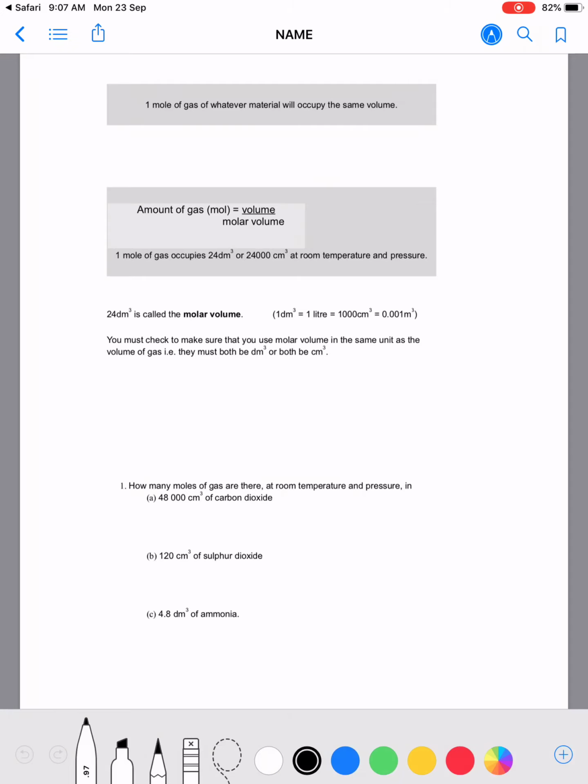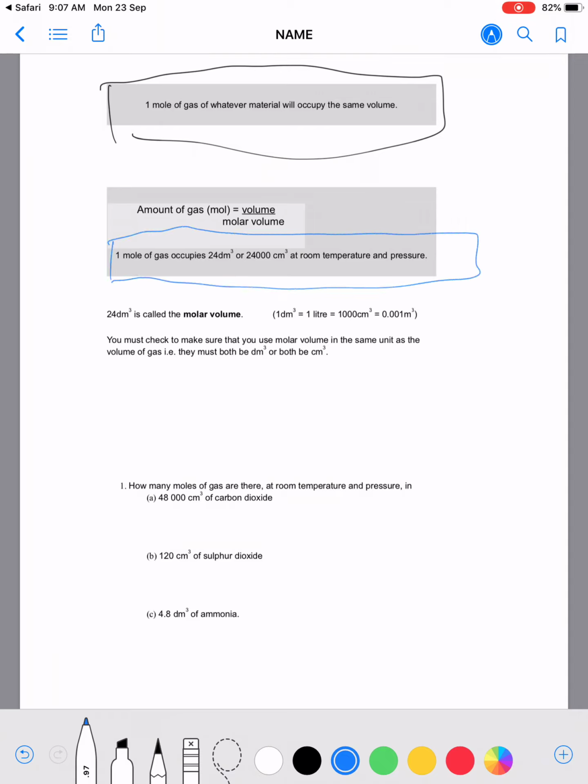So let's begin. 1 mole of any gas, doesn't matter which gas it is, will occupy the same volume. The amount of gas is the volume divided by the molar volume, and for the iGCSE syllabus, 1 mole of gas occupies 24 dm cubed, which is the same as 24,000 cm cubed. So deci means 10, so forgive my cube here, but it's 10 by 10 by 10. 10 cubed equals 1,000. Okay, so 1 decimeter cubed equals 1,000 centimeters cubed.